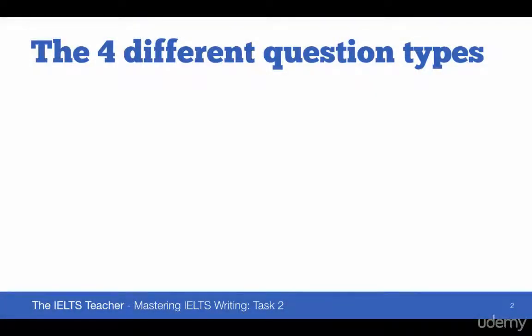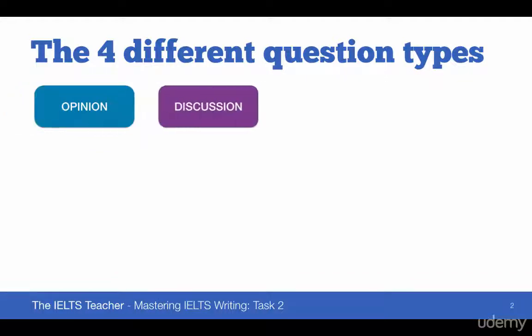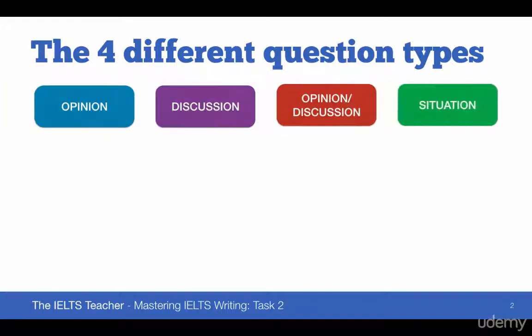So, 4 different question types. What are they? In IELTS Writing Task 2, you may be presented with a question which falls into one of 4 categories: an opinion question, a discussion question, an opinion and discussion question, and a situation question. You won't be told which question type you have. You have to identify the question type by the language given to you in the task.